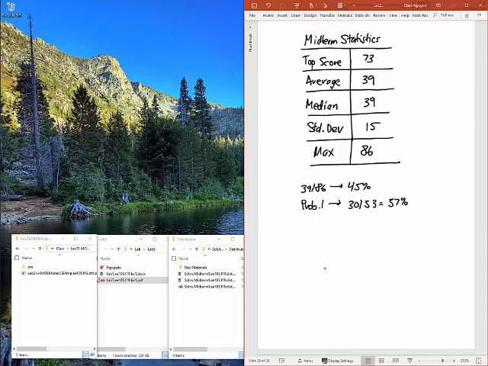Okay, these are the statistics here. The maximum that you could get was an 86 total, and that last problem was worth 20. So you might subtract 20 from 86, and that may be the real total. The top score was a 73, which is pretty good actually. The average was a 39, and if you compute that off the 86, that's a 45%.